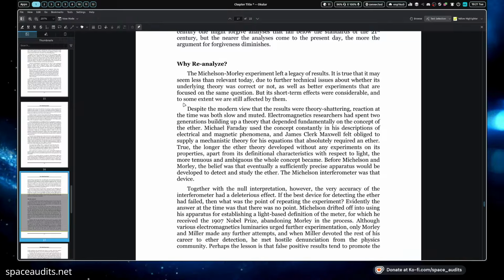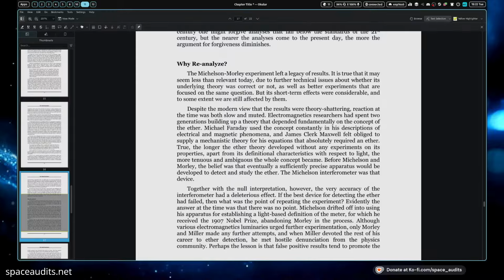Together with the null interpretation, however, the very accuracy of the interferometer had a deleterious effect. If the best device for detecting the ether had failed, then what was the point of repeating the experiment? Evidently, the answer at the time was that there was no point. Michelson drifted off into using his apparatus for establishing a light-based definition of the meter, for which he received a 1907 Nobel Prize, abandoning Morley in the process. Although various electromagnetics luminaries urged further experimentation, only Morley and Miller made any further attempts. And when Miller devoted the rest of his career to ether detection, he met hostile denunciation from the physics community.